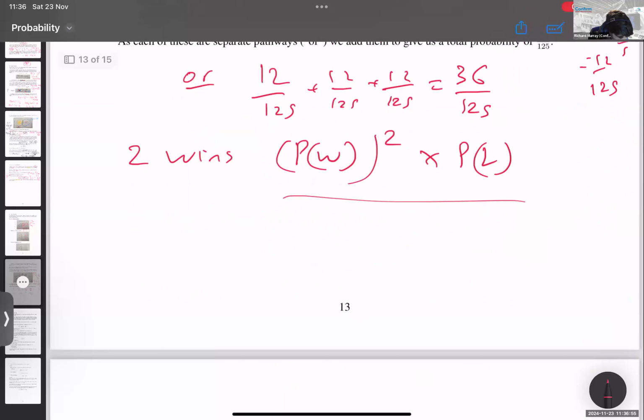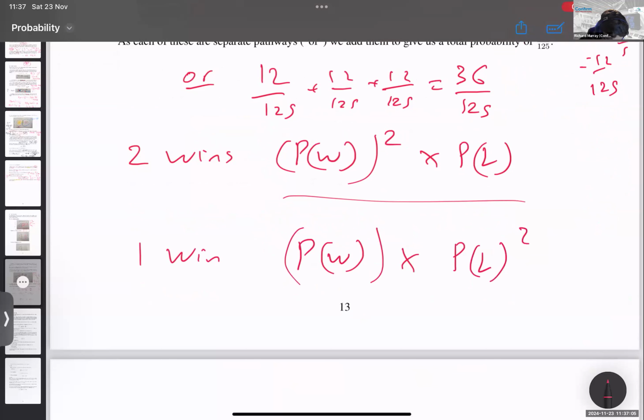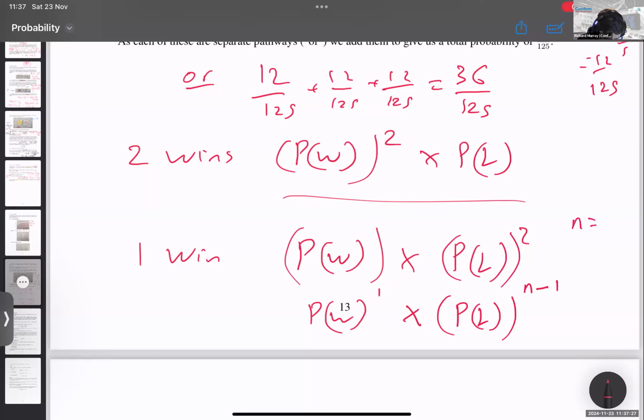And if we had it where we wanted 1 win, we would have had our probability of a win times the probability of our loss squared. Or we can change this notation a little bit, where this will be equal to the probability of a win to the power of the number of times that we have won, times the probability of a loss to the power of the total number of events minus the number of wins. And in this case, n was equal to 3.